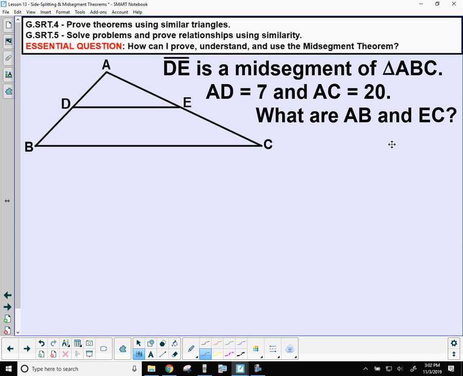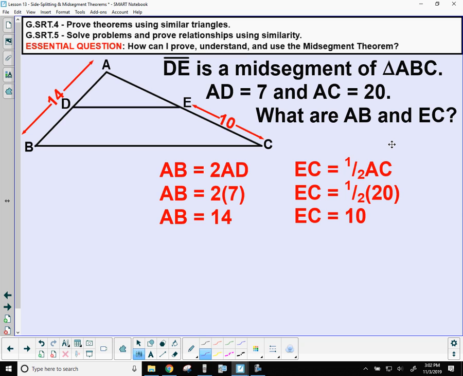Easy. If AB is 14, then that means AD should be 7. DB is 7, you're just doubling it. EC is 10, again, double it, we get up to the 20. Easy peasy, lemon squeezy. Again, if you wanted to write, remember AC is 20, and they told us AD was 7, so you're essentially doubling it. Okay.